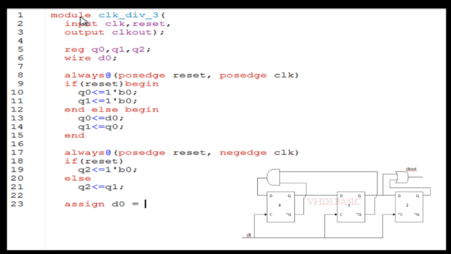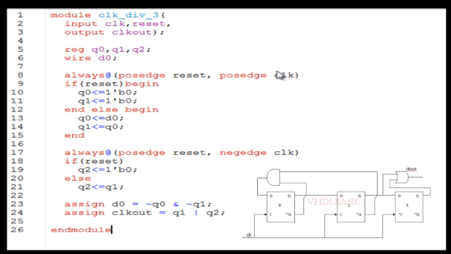Okay, and then we need to compute the d0. If you see the circuit diagram, q0 bar and q1 bar is nothing but the d0. So for that, I am using an assign statement to implement the AND gate. Also, I am using an assign statement to implement the OR gate for clock out. So clock out is nothing but q1 or q2. Okay, this is the Verilog module.